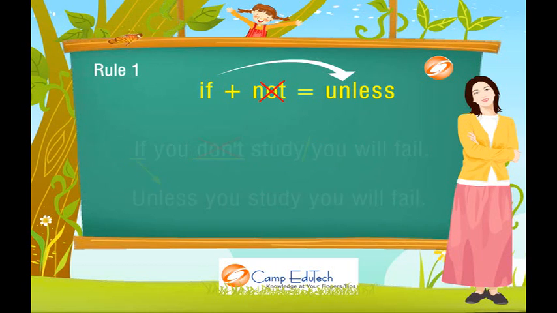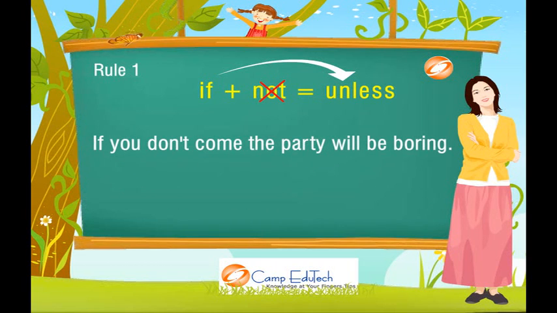Here is another example. If you don't come, the party will be boring. On the action side, we have if you don't come. And on the result side, we have the party will be boring. Let's apply the Rule 1 here also. If plus not is equal to unless.